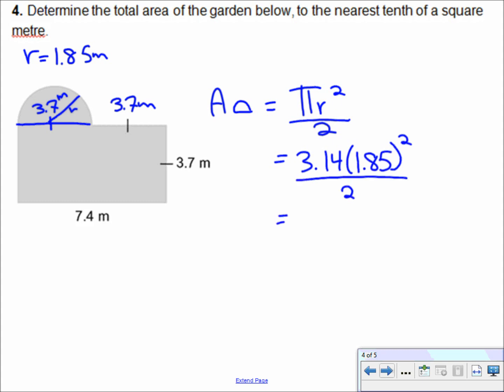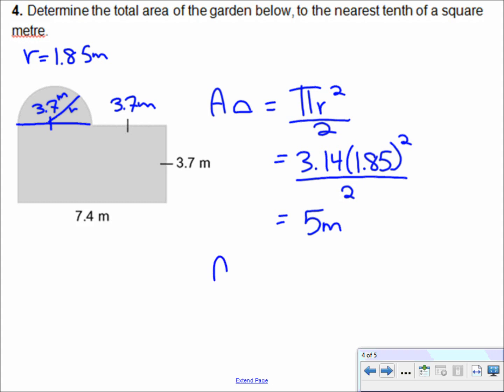On your calculator, make sure you do all the multiplication in the top, hit equals, and then divide it by 2, okay? Because you want to make sure that that exponent of 2 is calculated properly. So 3.14 times 1.85 to the exponent 2 equals, divide by 2. I got 5.3, and I want to go to the closest square meter. So 5 meters, because it's 5.3, so it stays 5. Does everyone agree with that? 0.3 is smaller than 5, so it stays on the lower side. Okay, so that's for my half circle.